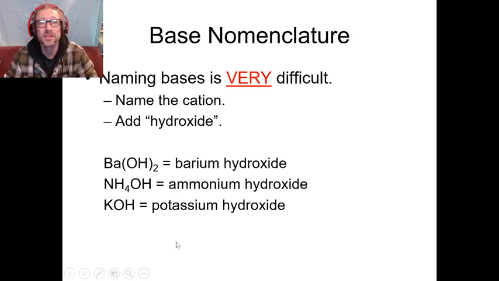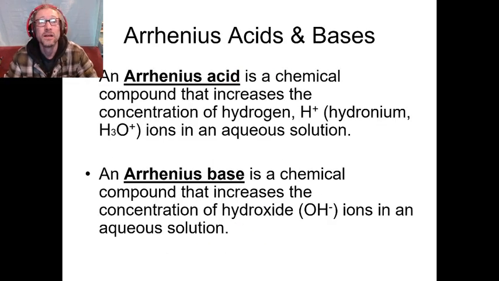Okay, naming bases. I mean, it's going to be bad, right? No, kidding. We just name the cation and then add hydroxide. So this is barium hydroxide, ammonium hydroxide, and then finally potassium hydroxide.